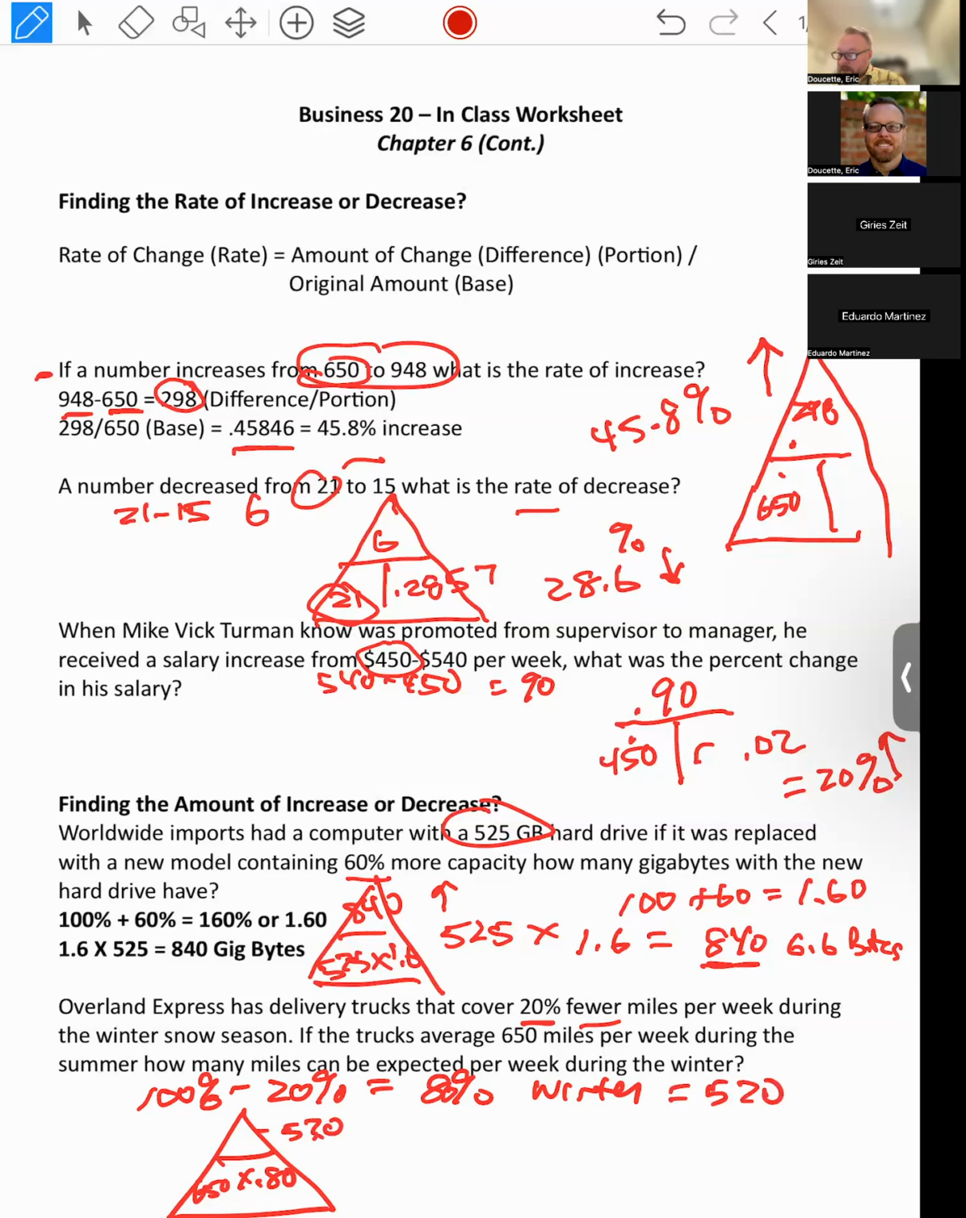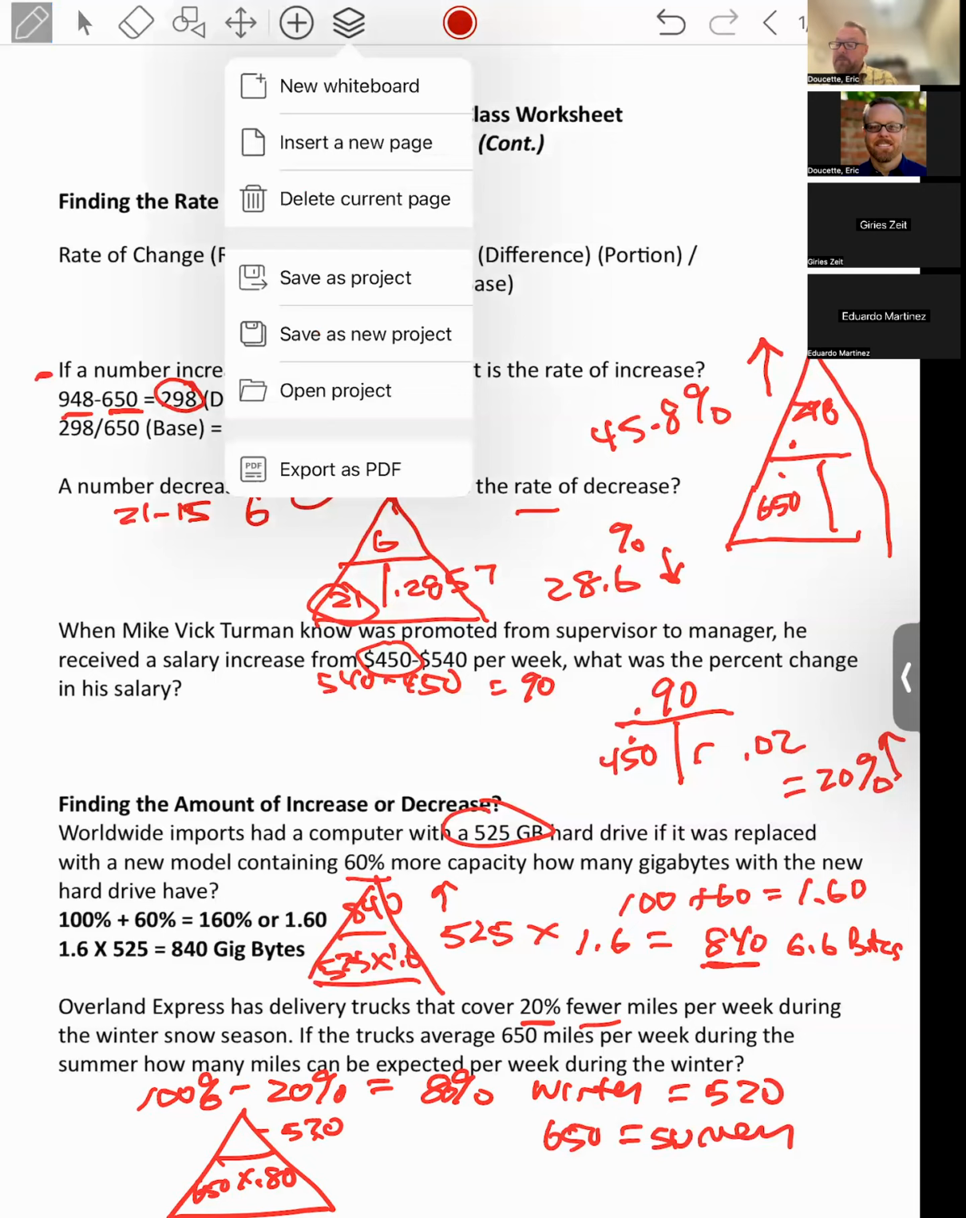And I get 650 during the summer. That makes sense? So in this case, what I'm actually doing is, let me give a blank sheet here. I'm going to show you something.